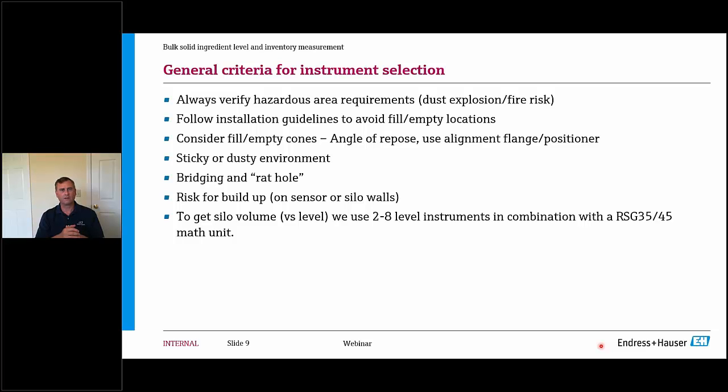Bridging and rat holing is another one. If you have a product that gets a bit of bridging, and you have a level, and then you might have an empty hole behind it or below it, is there a way to address that? Usually not, because most level sensors out there will only see what the top level is of the surface. So those are scenarios you need to be aware of.